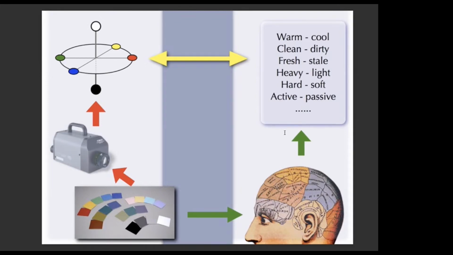Color emotion is when we humans see colors, as you can see on the bottom left. We see colors and we have feelings. In the above, we can have feelings like warm, cool, clean, dirty, fresh, stale, heavy, light, hard, soft, active, passive, and so on. We can also use color measuring instruments, such as CS1000, CS2000, and other instruments, to measure color, and we can convert the measurement data into a color space, such as CIELAB. Finally, we can create a bridge to connect the measurement data on the left-hand side and our feelings about warm, cool, clean, dirty, and so on. So we are actually breaking the gap by bridging the two sides.